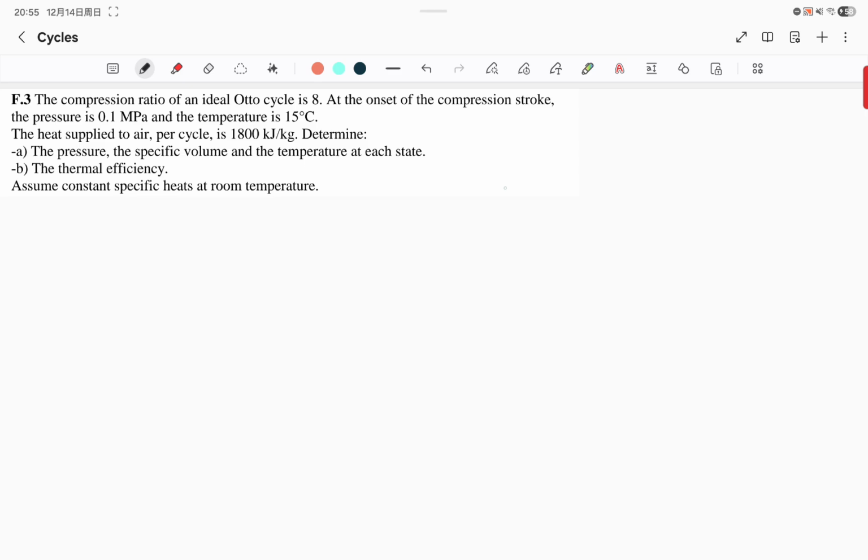The Otto cycle is another cycle that uses ideal gas. Where do you see the Otto cycle? You'll see it in your car. If you have a car, you have an Otto cycle. It is found in the internal combustion chamber.